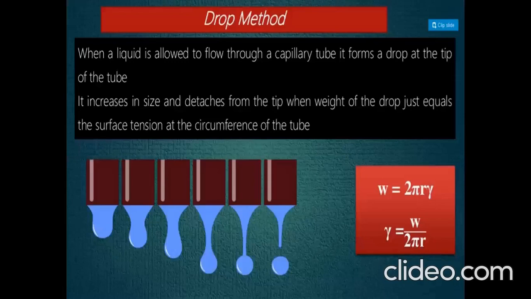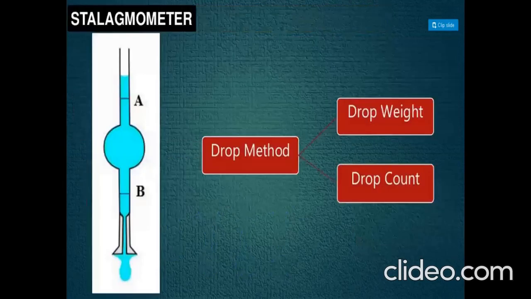So what is the principle behind this drop count method? When any liquid is allowed to flow through a capillary tube, it forms a drop at the tip of the tube. It increases in size and detaches from the tip when the weight of the drop is just equal to the surface tension at the circumference of the tube. So, the formula is W = 2πR × surface tension. W is the weight of that drop, π is pi and R is the radius of that tube. The surface tension is equal to the weight of the drop divided by 2πR. So the instrument which is used for this is the stalagmometer.